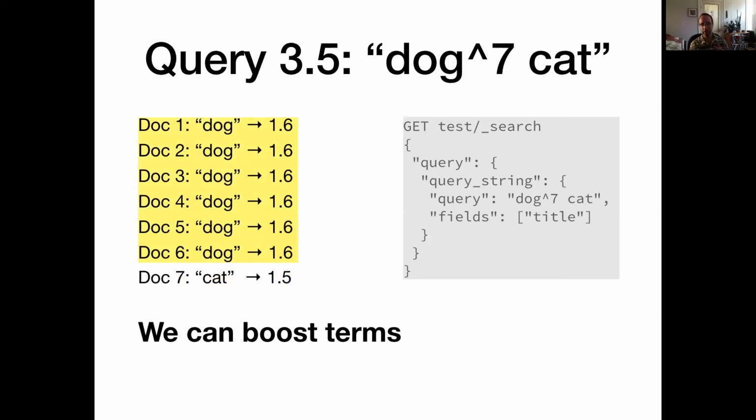Just a quick note to point out that we can boost query terms if we want to give preference to certain terms. If we use a query string operator and we put a boost of 7 on dog, we can then get dog to come up above cat, even though cat is the rarer term.